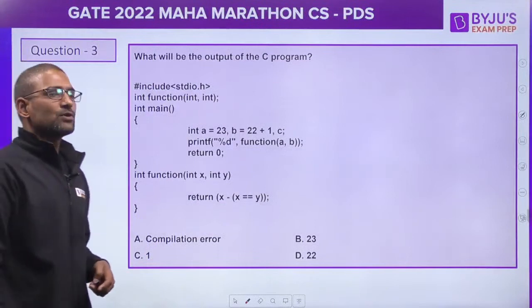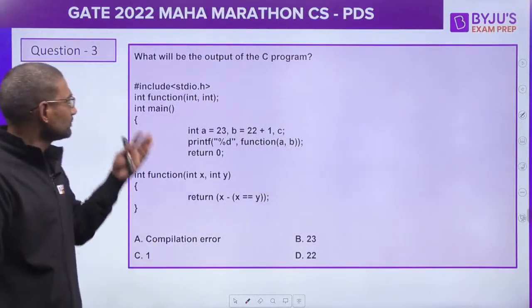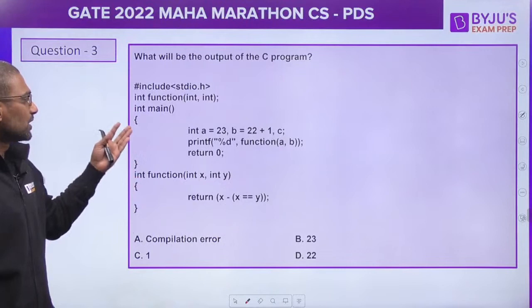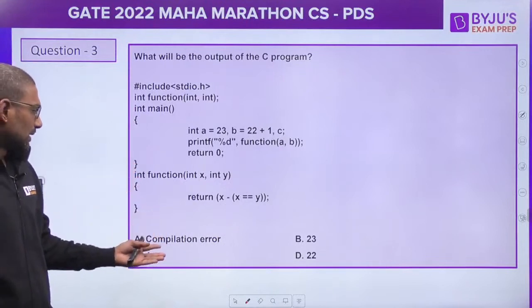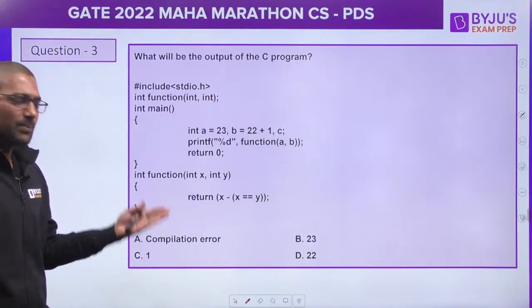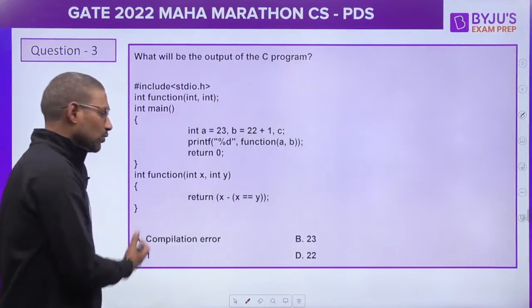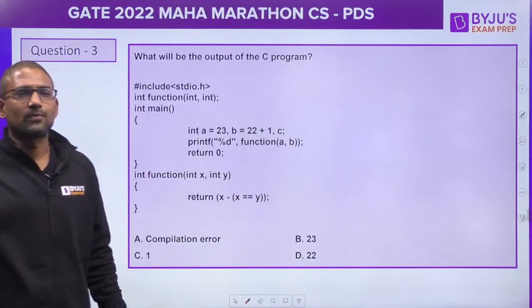What will be the output of the C program? We have function main, and options are compilation error, 23, 1, 22.